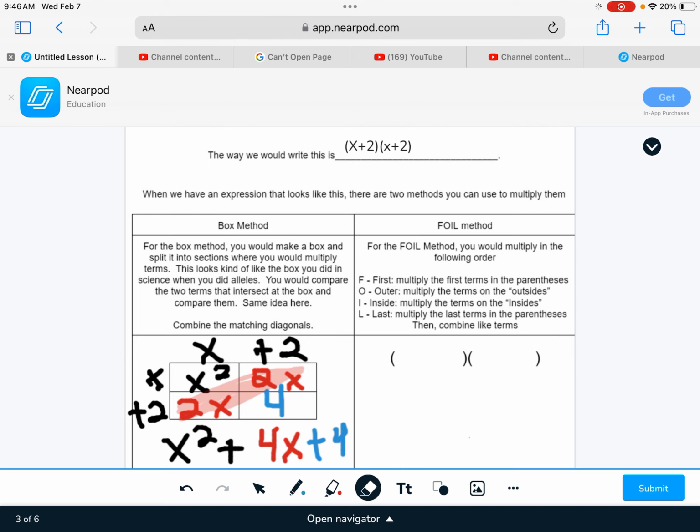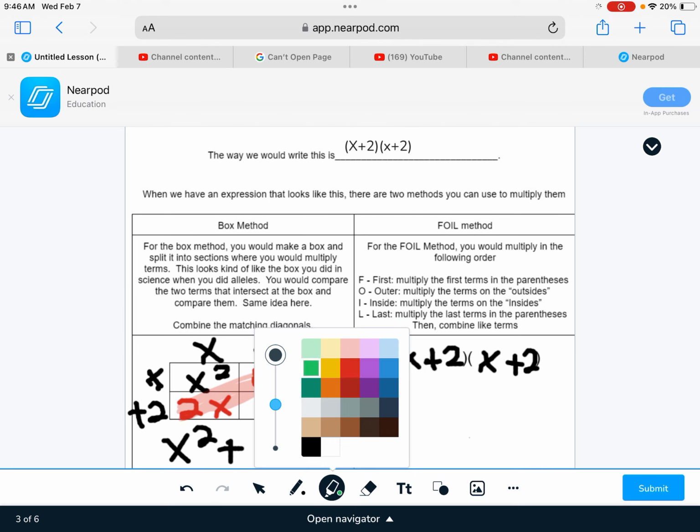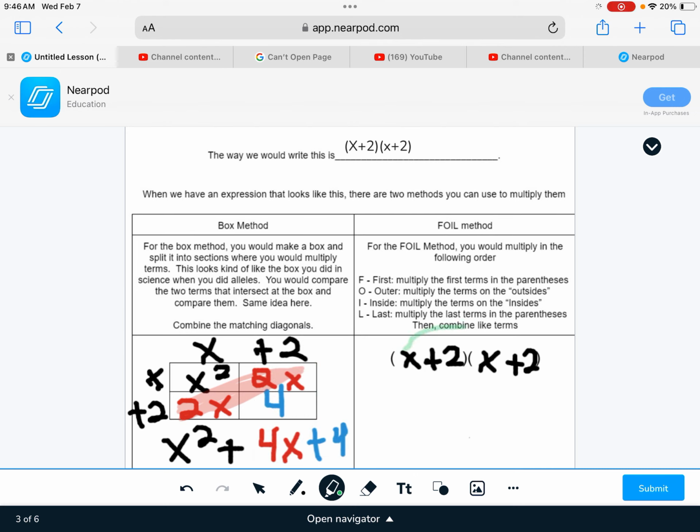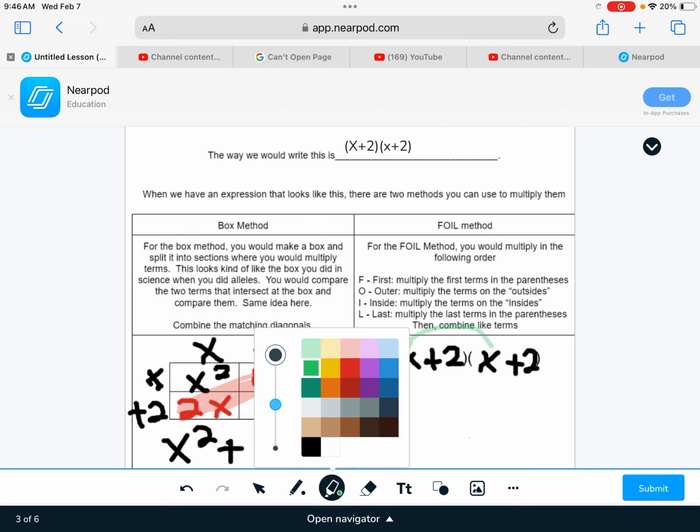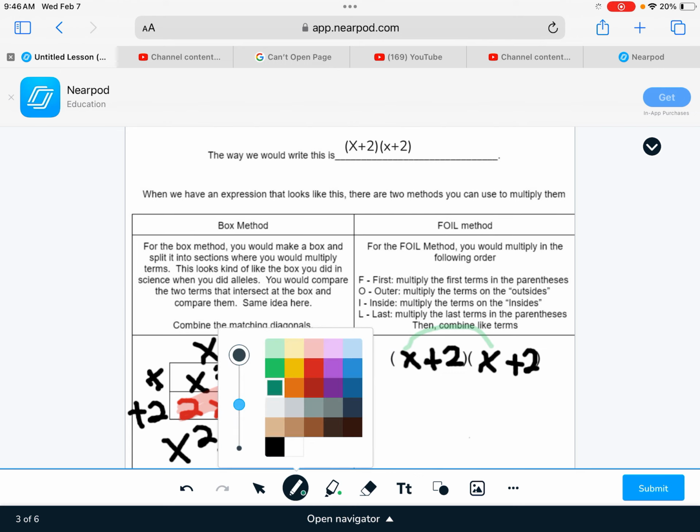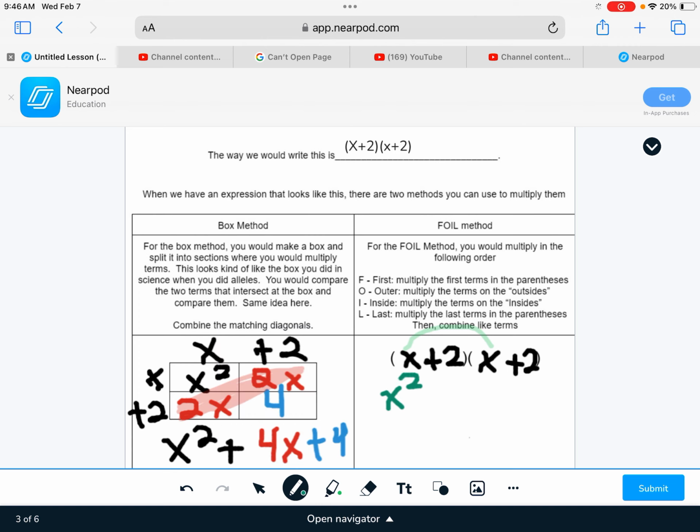Same thing is going to happen when I multiply my x plus 2 and my x plus 2 using FOIL. The F in FOIL stands for first. The x and the x both come first when I multiply these in both of these parentheses. I multiply x times x, which is x squared.